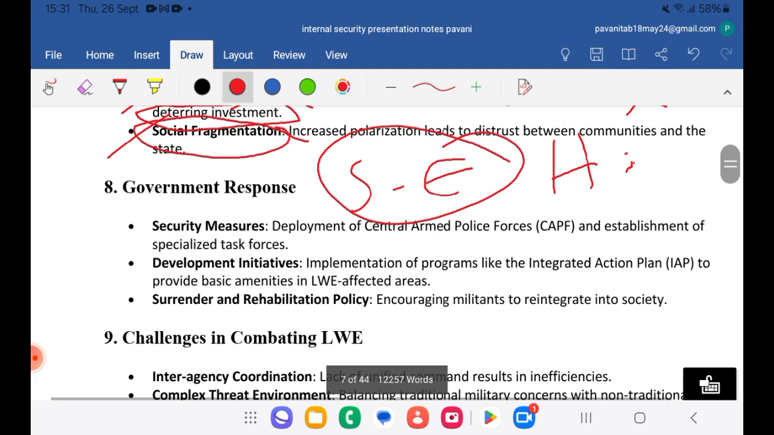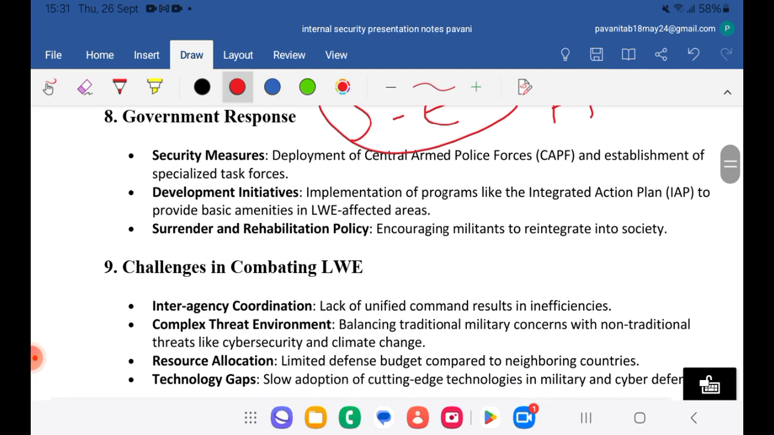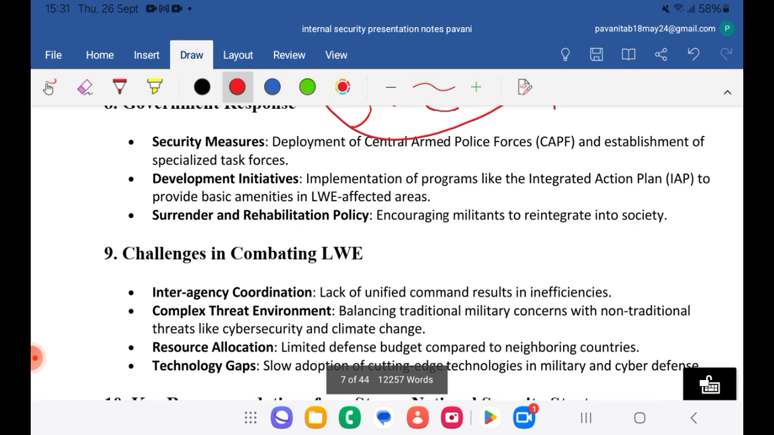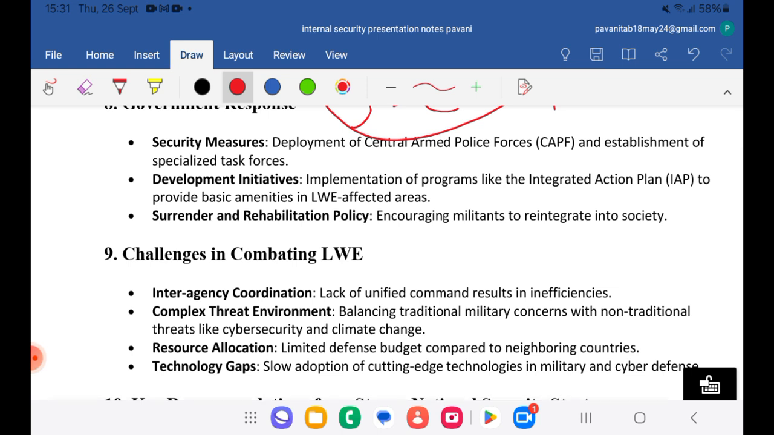So the government is having security measures. It deployed CAPF, Central Armed Police Forces, and established a specialized task force so that it will control left-wing extremism, so as to develop that particular area socially and economically. Then see, I told you development is needed. That's why the next point is development initiatives: implementation of programs like the Integrated Action Plan to provide basic amenities in LWE affected areas. What is that? The Integrated Action Plan we are taking up.